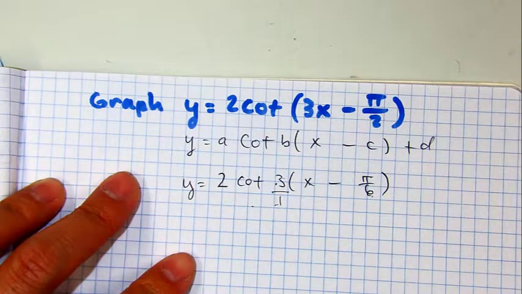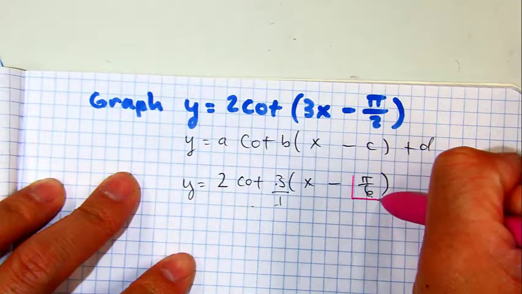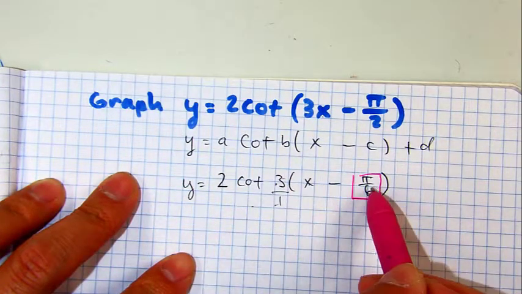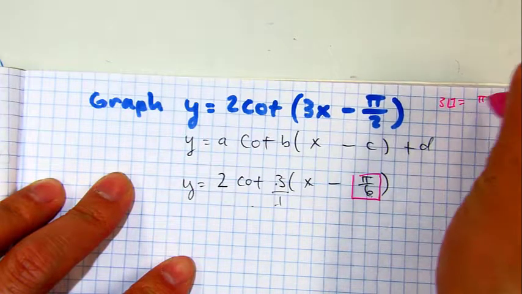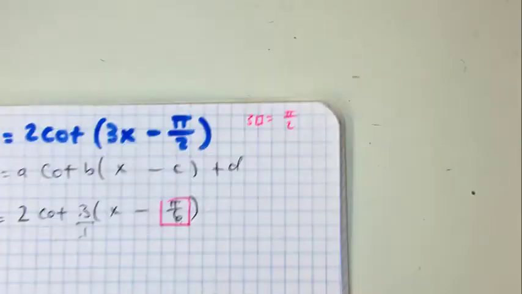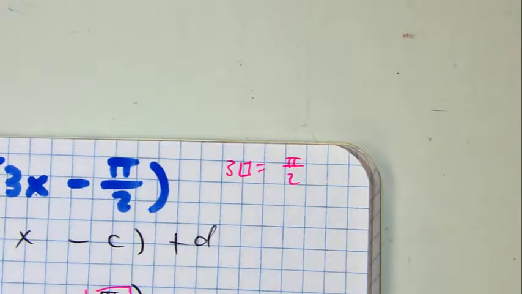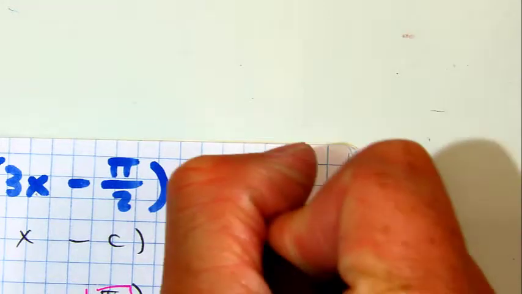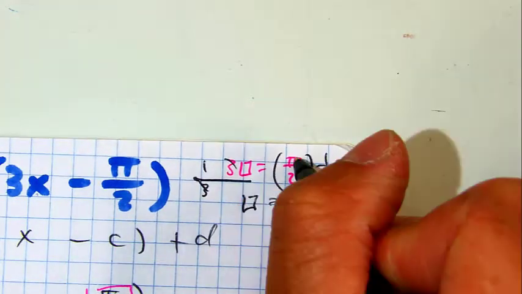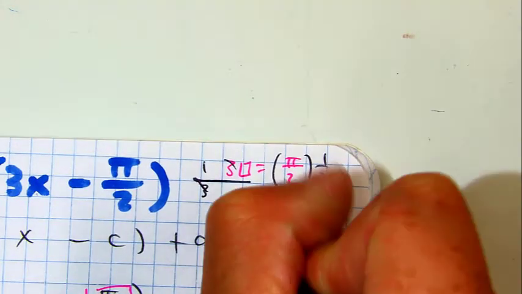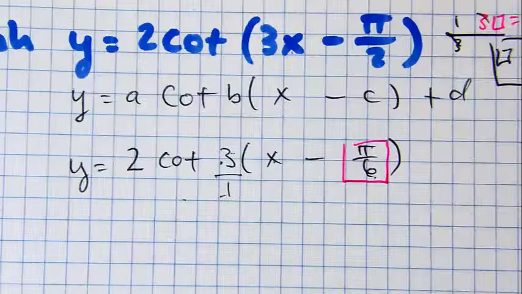Remember, if you're stuck, this is my box method. 3 times the box will give you pi over 2. Class, how do you get rid of that 3? So the box is equal to, multiply across, you get pi over 6. Okay? Thank you, Jocelyn.